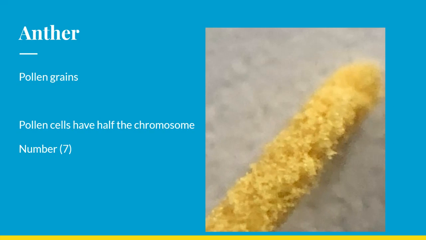And within the pollen grains, there are some cells in there that have half the chromosome number, 7, because they were created by meiosis. So we consider these guys inside the anther, inside the pollen grains, to be sex cells.